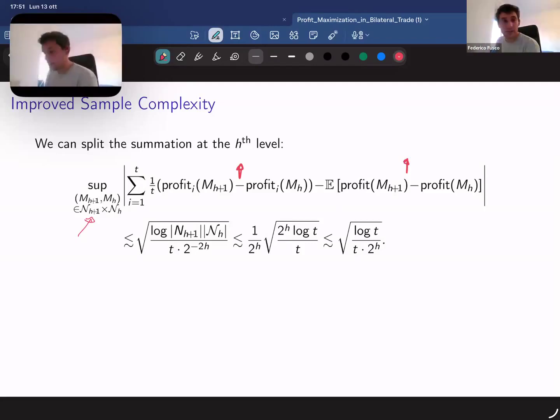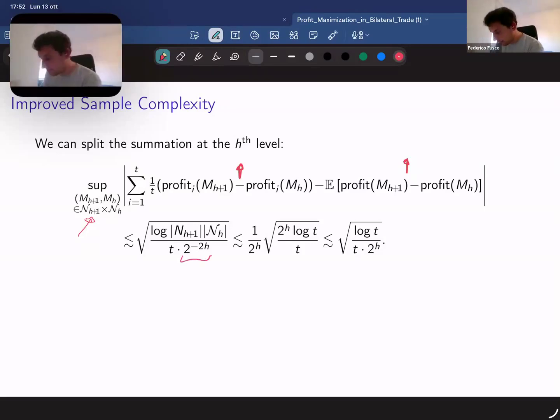And now here is where the magic happens. Why? Because I still have the standard Chernoff bound. So I have square root of log of the number of elements I'm union bounding over, divided by t. But now I have the term that tells me what is the scale of the random variables I'm trying to control. And given the simplifying assumption, this is the scale. This is the scale parameter.